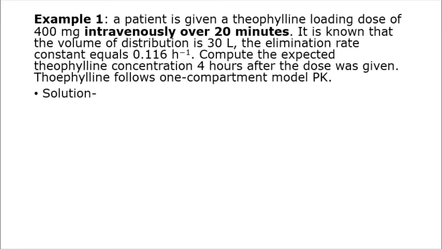We take an example to the calculation of a plasma concentration of a drug which was administered by IV bolus. Assume that a patient is given a theophylline loading dose of 40 milligram intravenously over 20 minutes. It's known that the volume of distribution is 30 liter and the elimination rate constant is 0.116 per hour. Compute the expected theophylline concentration 4 hours after the dose was given. Theophylline follows one-compartment model pharmacokinetics.